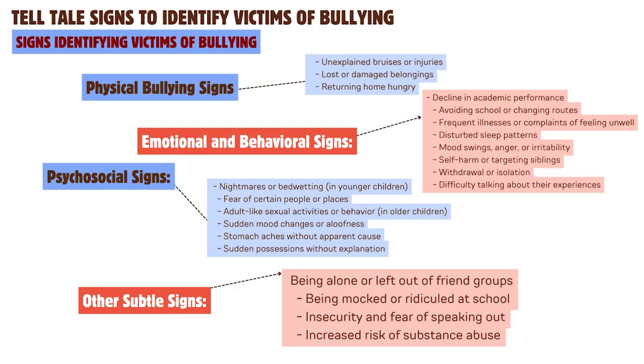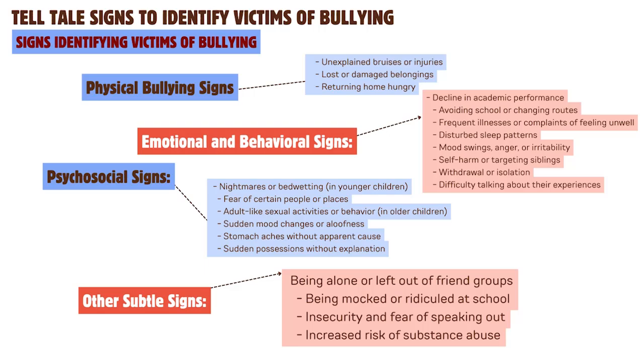Frequent illnesses or complaints of feeling unwell, disturbed sleep patterns, mood swings, anger or irritability, self-harm or targeting siblings, withdrawal or isolation, difficulty talking about their experiences. Psychosocial signs: nightmares or bedwetting, fear of certain people or places, adult-like sexual activities or behavior, sudden mood changes or aloofness, stomach aches without apparent cause, sudden positions without explanation.